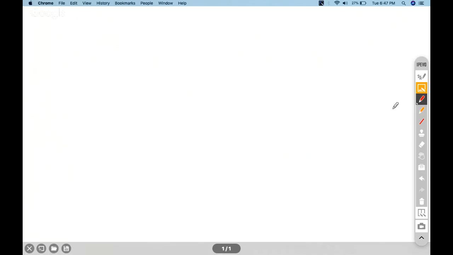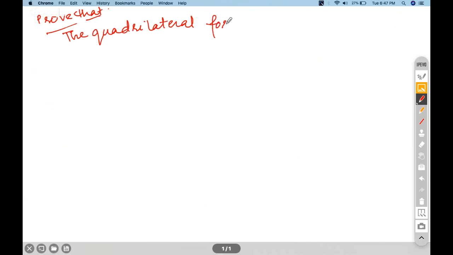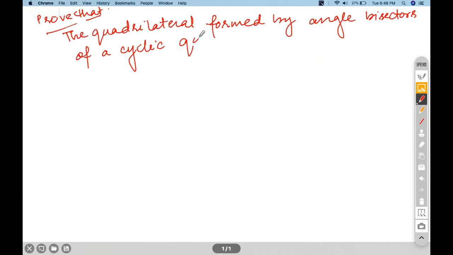You have to prove that the quadrilateral formed by angle bisectors of a cyclic quadrilateral is also cyclic.